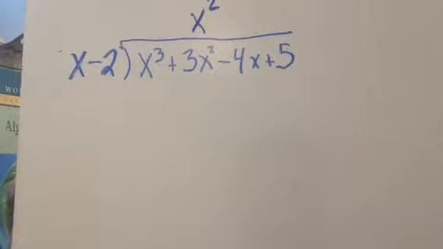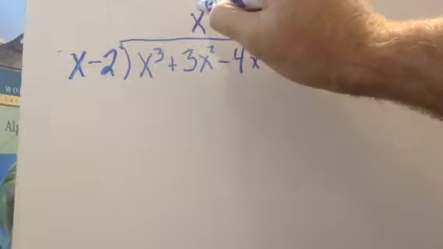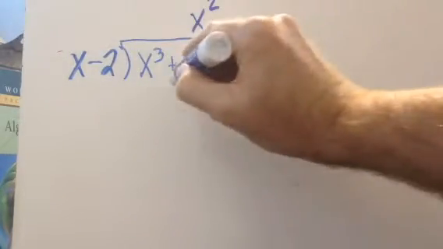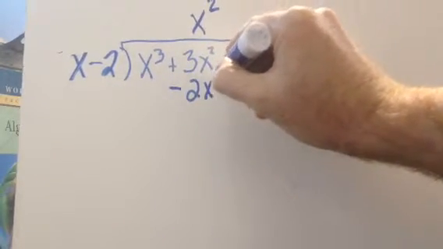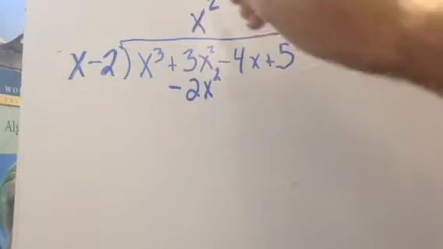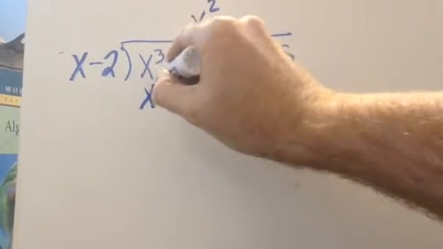Okay, so now after dividing, I'm going to multiply. So now I'm going to multiply x squared times the negative 2, and that gives me negative 2x squared. I'm also going to multiply the x squared by the x, giving me x to the third.